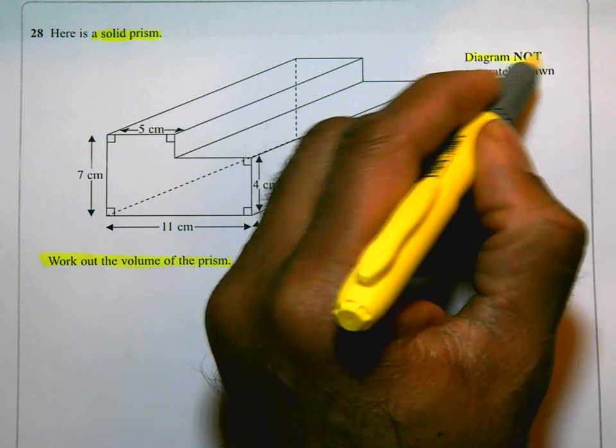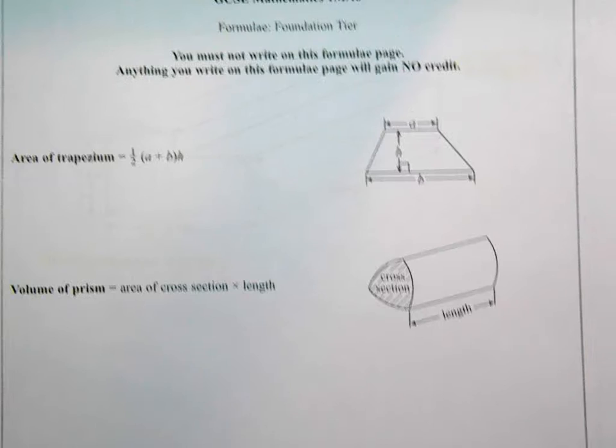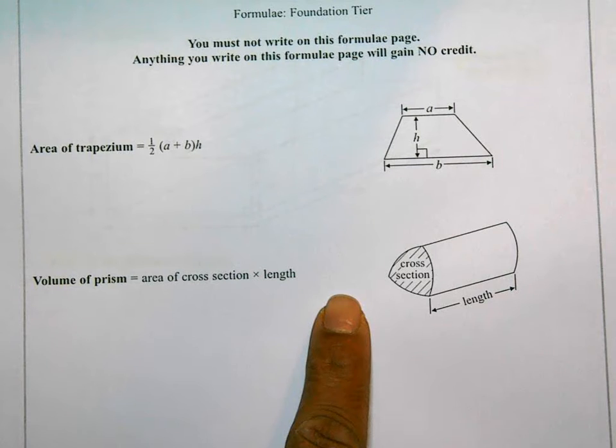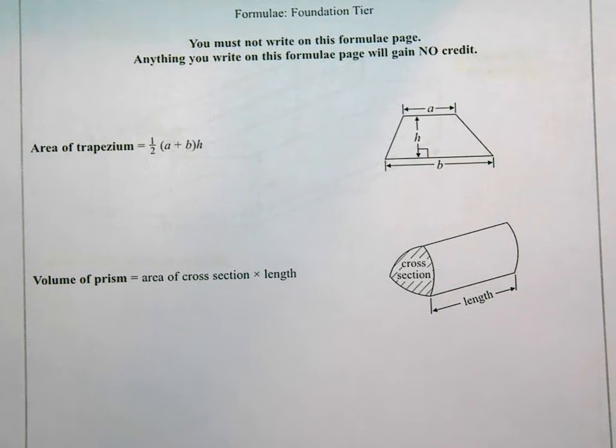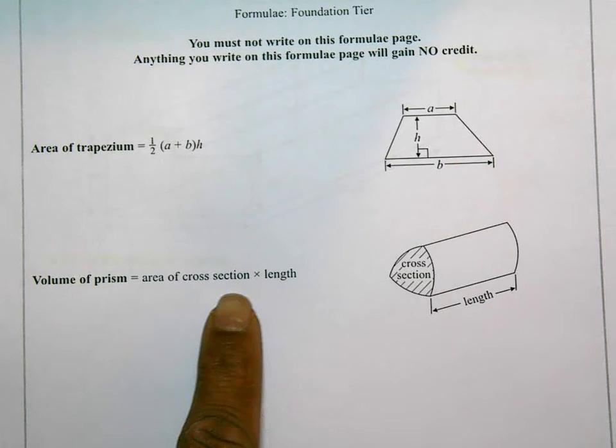And the diagram is not drawn accurately, so there's no point in terms of measuring lines or distances. So the first thing we need to do is think about this in terms of what it is. It's a prism, and on the exam paper, one of the advantages that you have is you're actually given on the formula sheet the volume of a prism: the area of the cross-section times the length. So whenever you see the word prism in any question, you could come back here, have a check, and in this case they want us to work out the volume of the prism, and we have the formula. The volume of the prism is the area of the cross-section times the length.